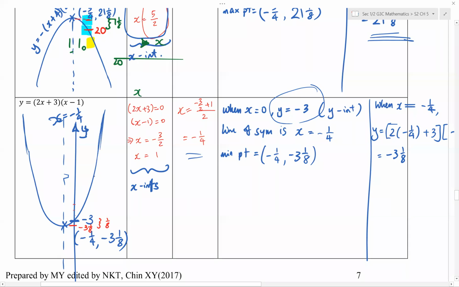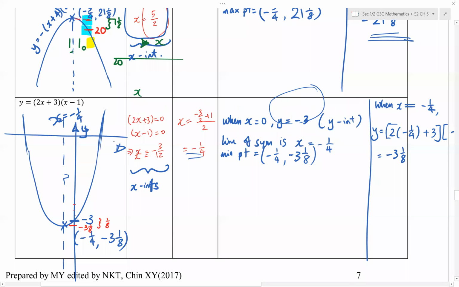Okay, parabola always opening up. My x-axis should be quite high. This is going to be my x-axis, and I'm going to look at my intercepts. Why does my intercept look so funny? I think it's shifted.